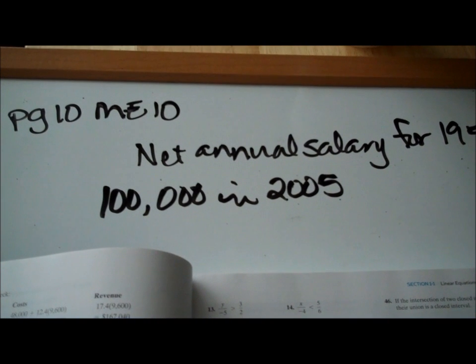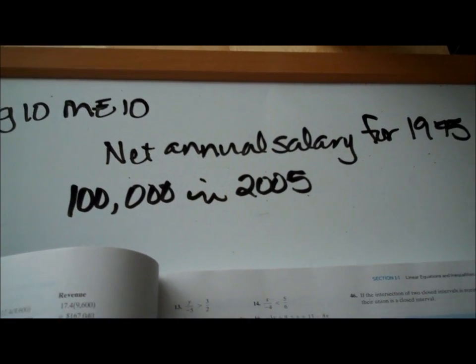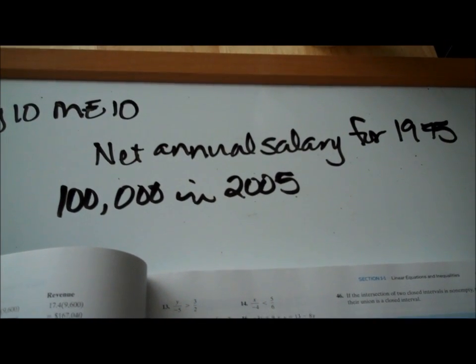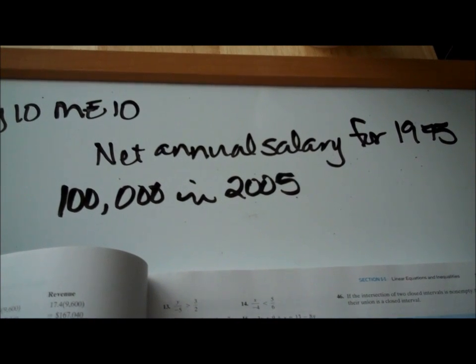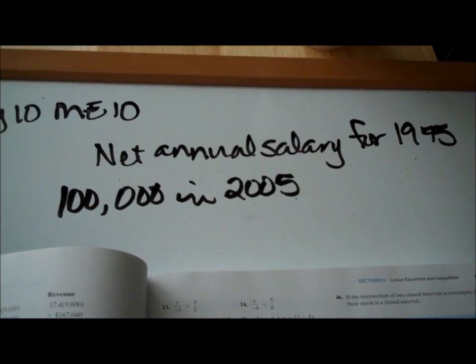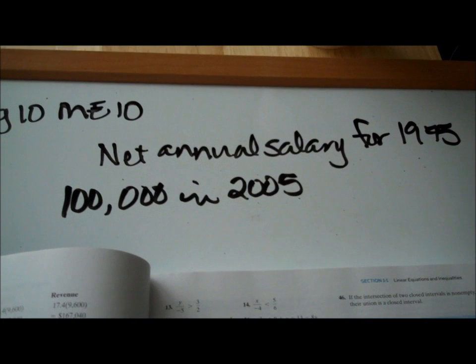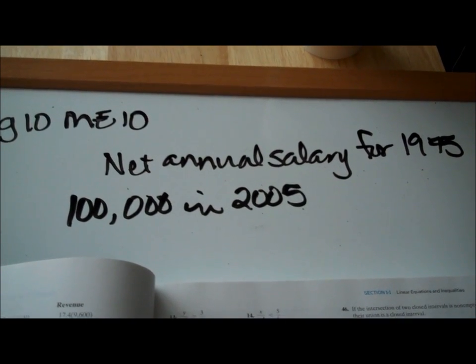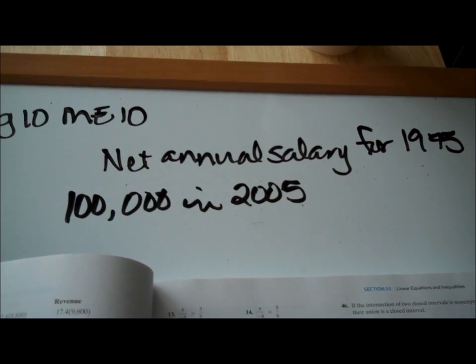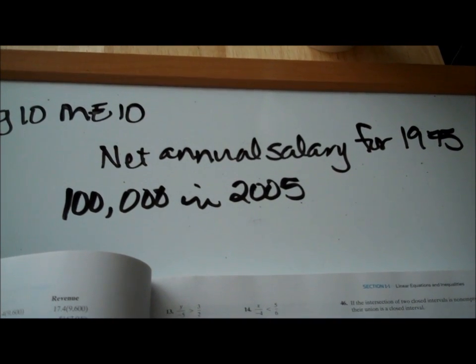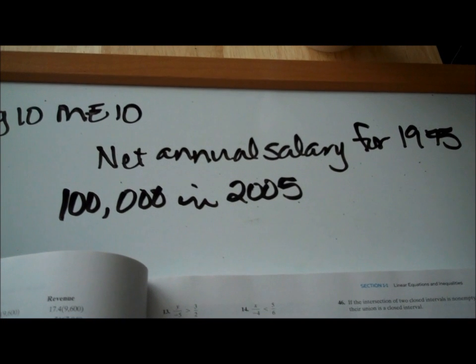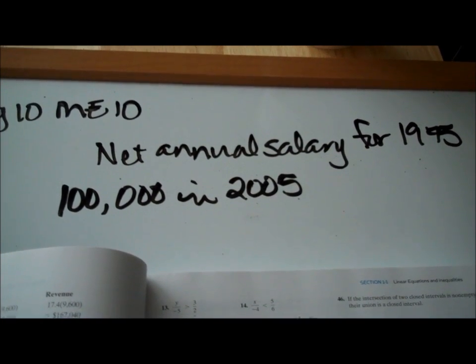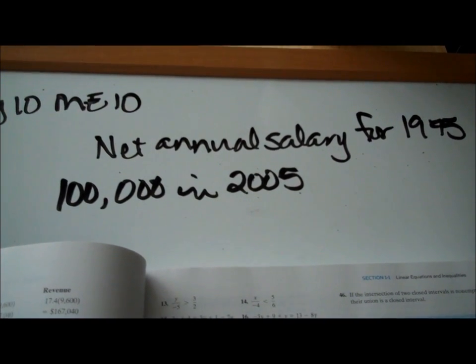Okay, next we're going to do page 10, math example number 10. It tells us that the net annual salary, we want to find that for 1975. It says that in 2005 we had $100,000. So it says what net annual salary in 1975 would have had the same purchasing power as a net annual salary of $100,000 in 2005. Compute your answer to the nearest dollar.